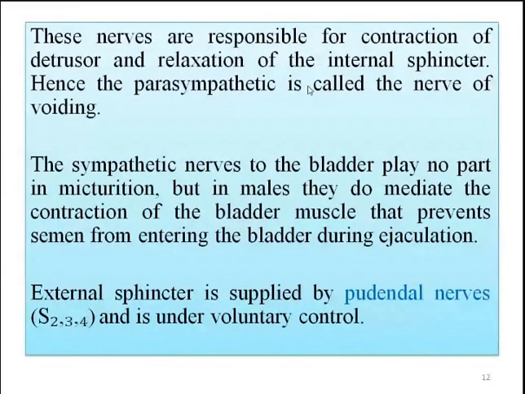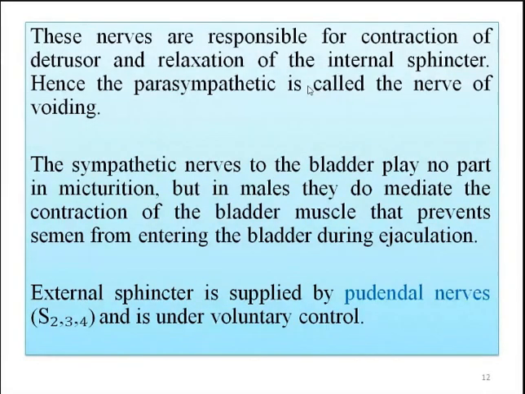These nerves are responsible for contraction of the detrusor and relaxation of the internal sphincter. I told you, these pelvic nerves, motor nerves, are responsible for contraction of the detrusor, and when these nerves are stimulated, what will happen? The internal sphincter will relax. Hence the parasympathetic is called the nerve of voiding. So when there is parasympathetic stimulation, the urine will flow out. There will be voiding of urine.